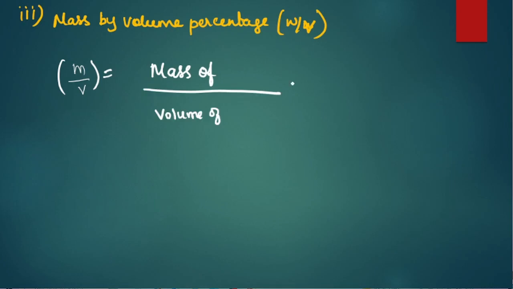Percentage means for sure you have to multiply it with 100. One more trick I'll give here: whenever you are writing, the top should be of solute, and the bottom should be of solution. So mass of solute divided by the volume of solution into 100 is the mass by volume percentage.